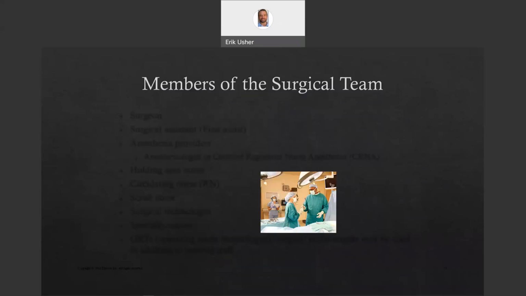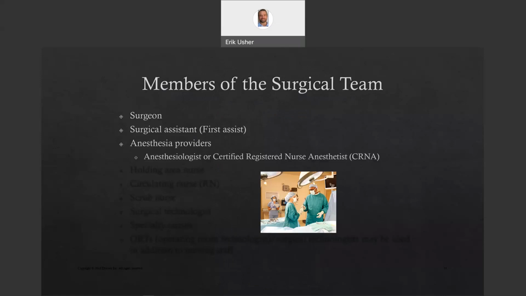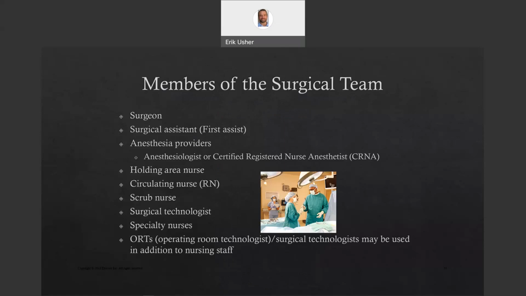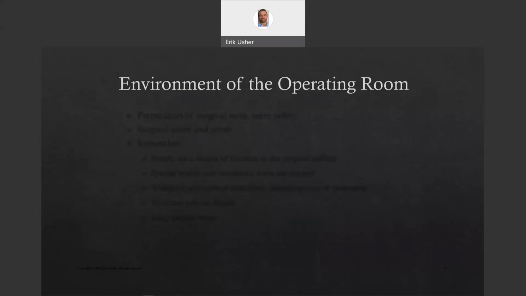All right, so who are the members of the surgical team? Surgeon, that's probably an important one. There's a surgical assistant, usually called the first assist. Anesthesia providers, that can be the anesthesiologist, a CRNA, or an AA, anesthesia assistant. Holding area nurse, circulating nurse, scrub nurse, surgical tech, specialty nurses, operating room techs or scrub techs, surgical technologists. There's a whole myriad of people that are going to be in that operating theater. It's not just one person, I can tell you that.